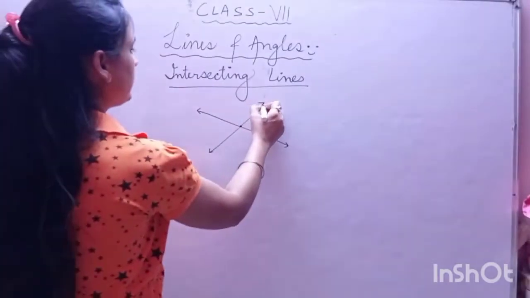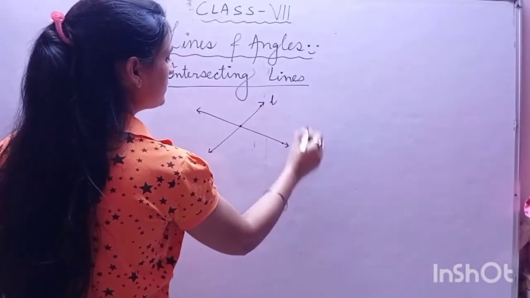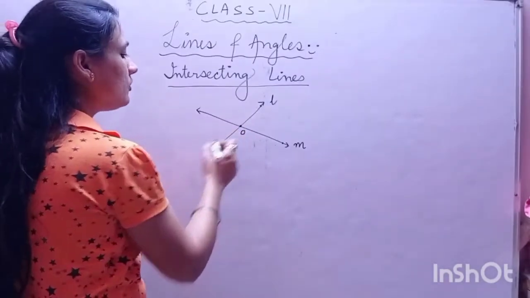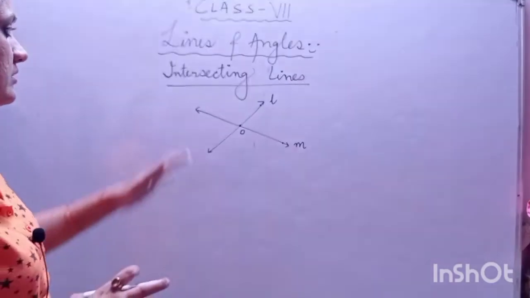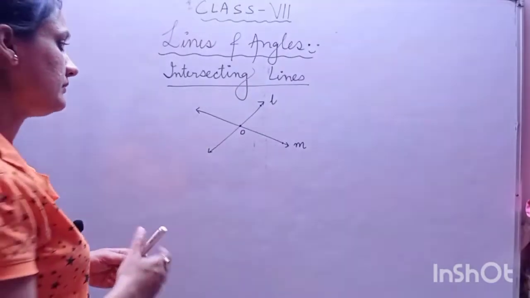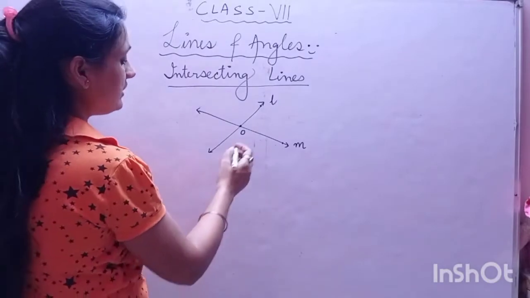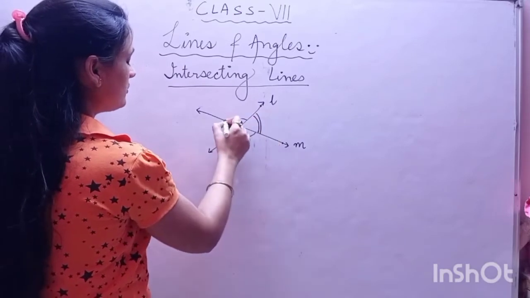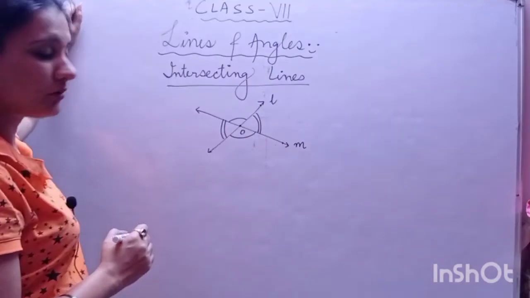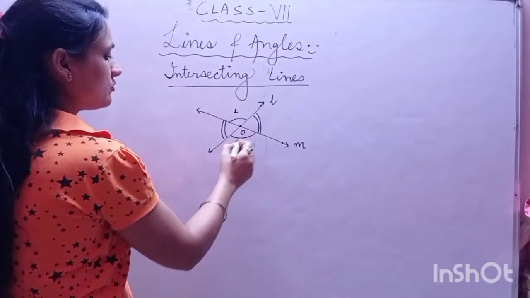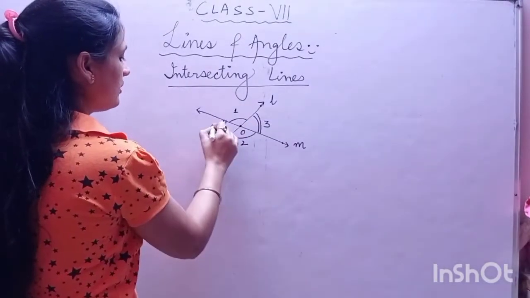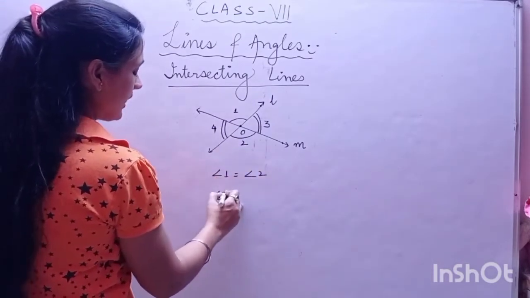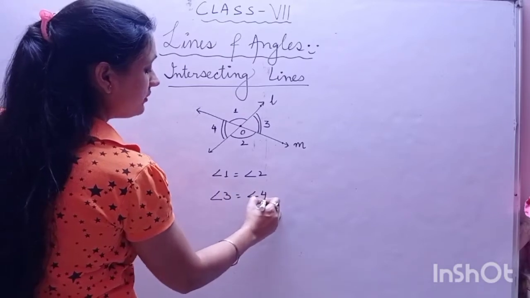We name it like this is L and this is M. So we can say L and M are intersecting each other at point O, right? So these are called intersecting lines. And if you see, there's one angle here and an angle here also. So 4 angles are formed, and if we name them 1, 2, 3, 4, we can write angle 1 is equal to angle 2 and angle 3 is equal to angle 4.